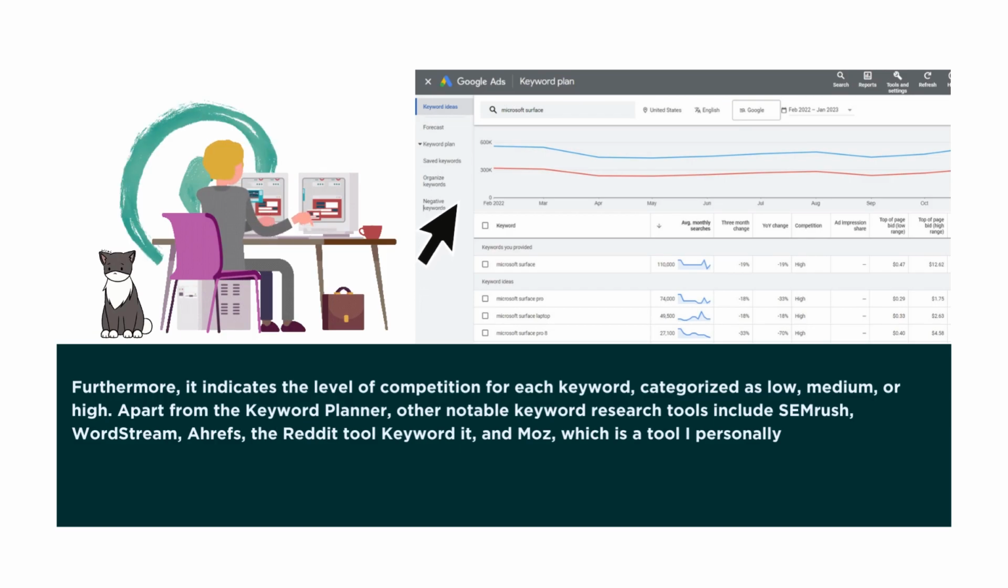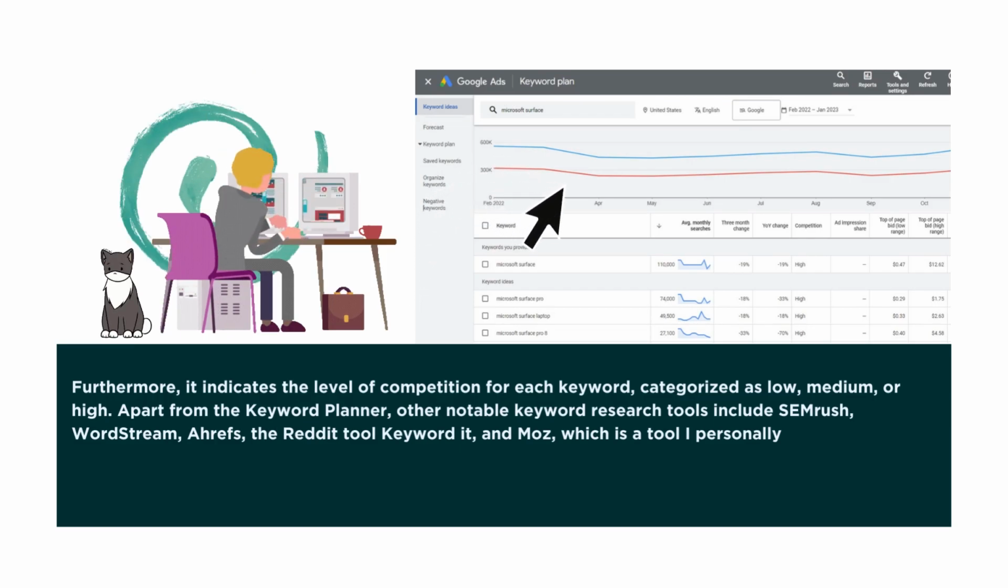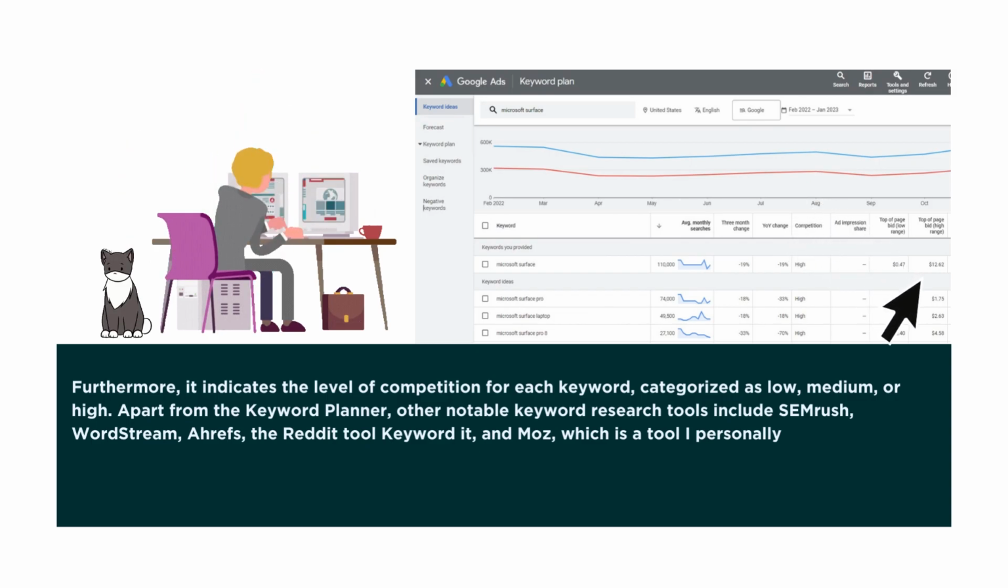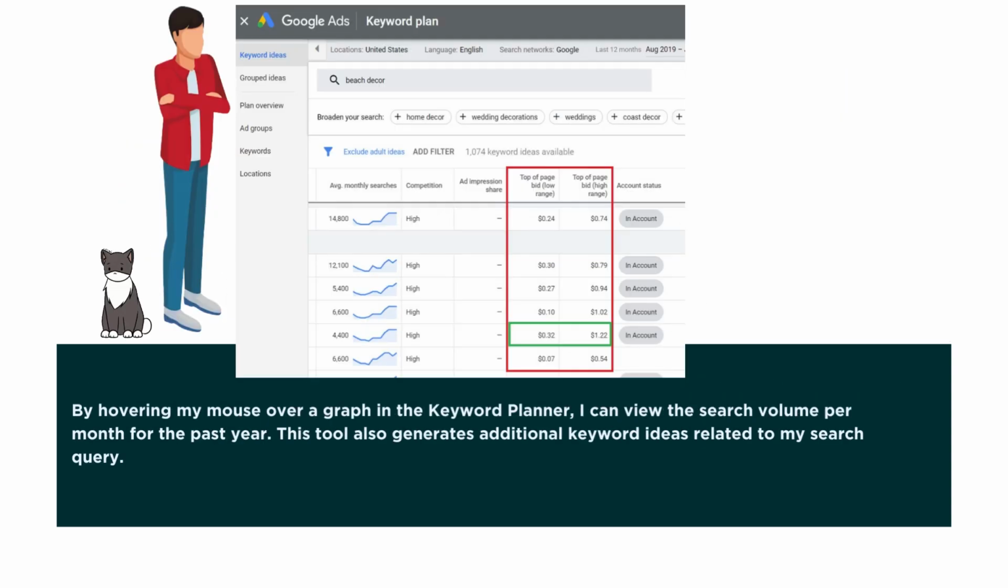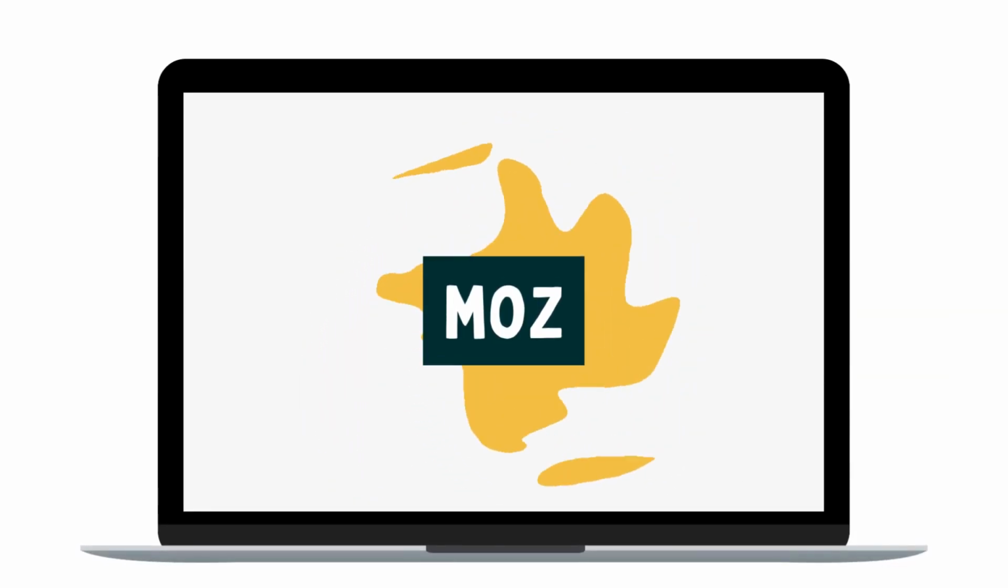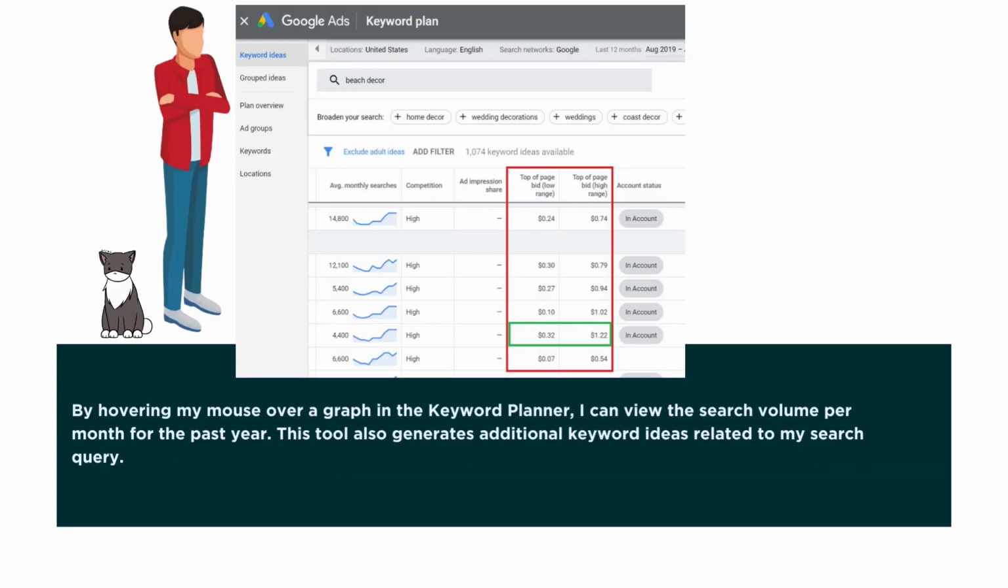By hovering my mouse over a graph in the Keyword Planner, I can view the search volume per month for the past year. This tool also generates additional keyword ideas related to my search query. Furthermore, it indicates the level of competition for each keyword, categorized as low, medium, or high. Apart from the Keyword Planner, other notable keyword research tools include SEMrush, WordStream, Ahrefs, the Reddit tool Keyword It, and Moz, which is a tool I personally prefer and use.